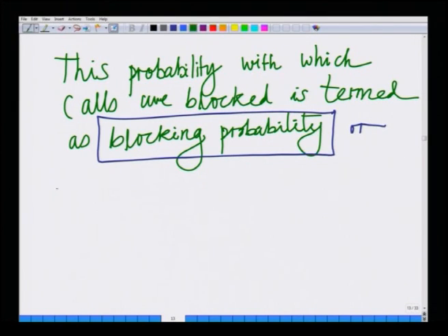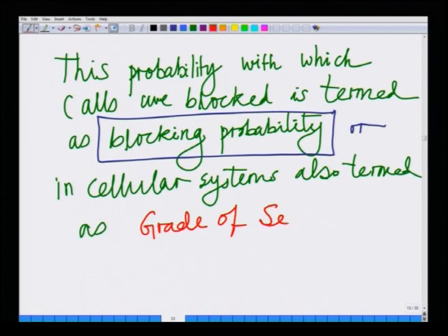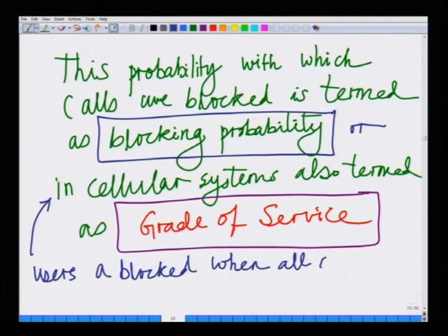This is termed as blocking probability, or in cellular systems also termed as grade of service, and this is a key parameter, which essentially says that users are blocked when all channels are occupied.